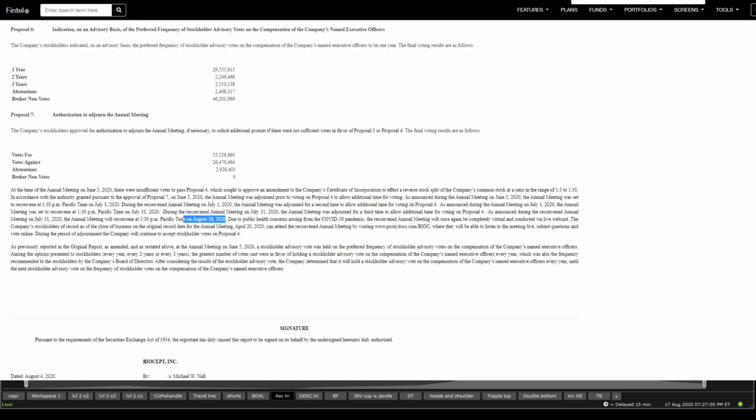Tomorrow's the reverse split vote, and I can kind of estimate that one of two things is going to happen, based on my experience with different kinds of stocks like this one. One, they do get the reverse split vote, and the stock tanks. Two, they would have to reconvene again because there are not sufficient votes.